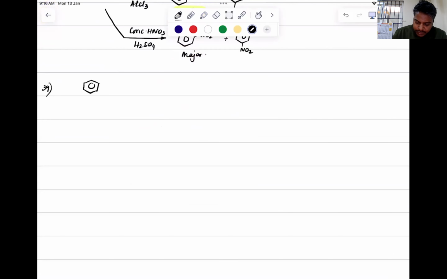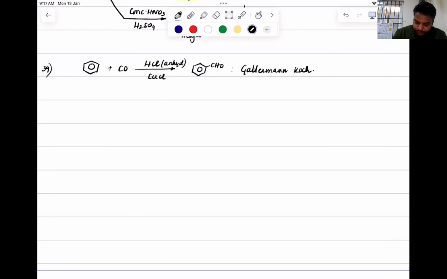Benzene, if it is being treated with carbon monoxide in the presence of HCl and it is given anhydrous with CuCl, then you are expecting this to make into CHO. So this is Gatterman-Koch reaction. Next, 40.